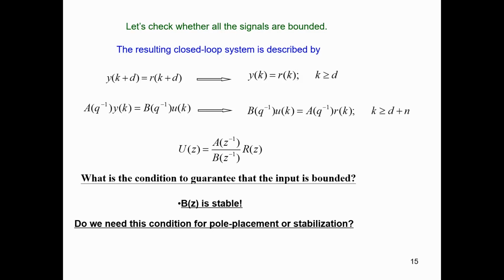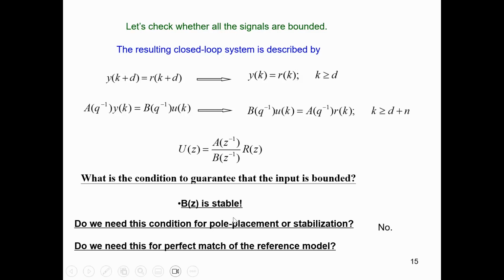So we only need this condition when we want to get some perfect result. I want to have a perfect match of the reference model. I want to follow the reference signal perfectly. Then we require this condition. The stable inverse condition is required for the perfect match.